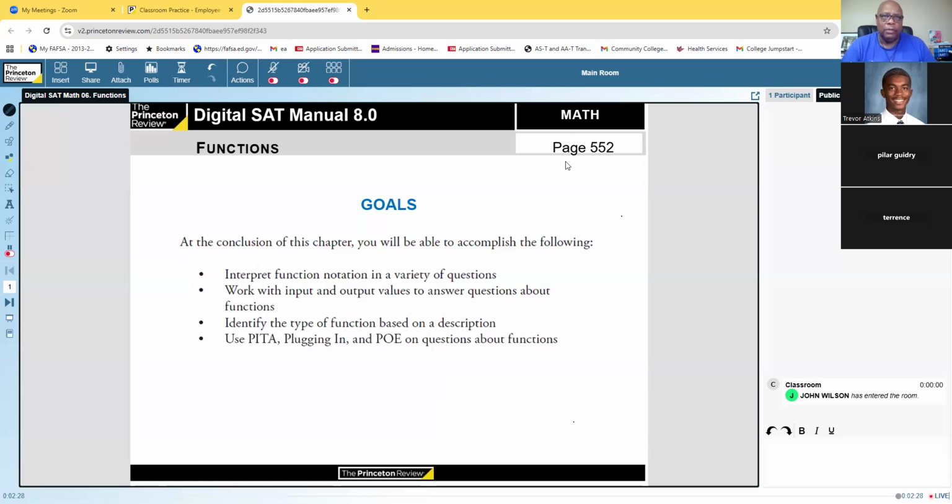Let's work on functions and some question identification with math. Let's do some reading drills. And I got a lot.